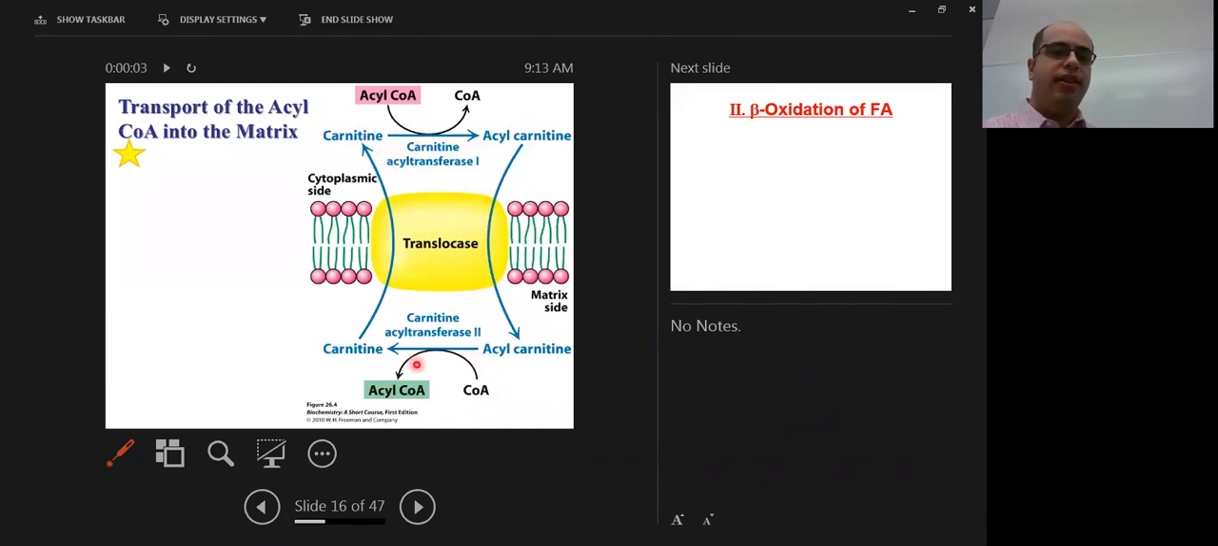Once inside, that acyl group is going to be put right back onto that coenzyme A by another acyl transferase. So we're just moving this fatty acid acyl group around and around in the mitochondria from the cytoplasm to the mitochondria because all those enzymes are in that matrix.